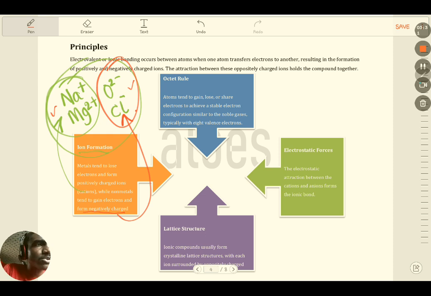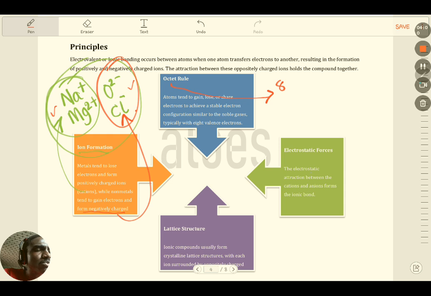Secondly is the octet rule. Atoms tend to gain, lose, or share electrons to achieve a stable electron configuration similar to those of the noble gases, typically with 8 valence electrons. The word octet signifies 8. It means that atoms that have either 2 electrons in the outer shell or 8 electrons in the outer shell are considered stable. We're going to be looking at that soon in our examples.